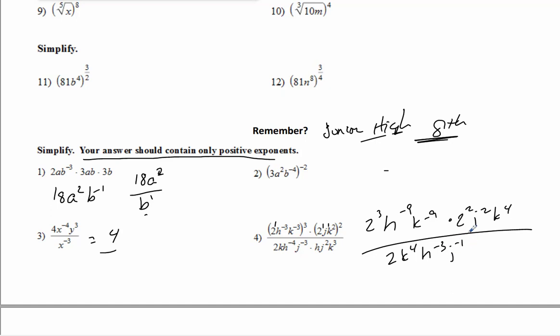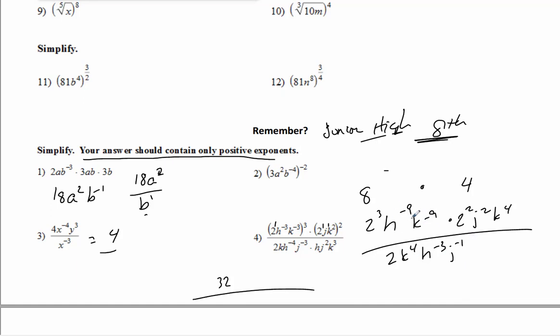Now, what I'm going to do is move my negatives on top and on the bottom. So if I have a negative on top, I'm going to put it on the bottom. If I have negatives on the bottom, I'm going to throw them on top and then combine what I can. So if I look, 2 to the 3rd, which is really 8, 2 times 2 times 2 is 8. 2 to the 2 is 4, and then those multiplied together make a 32. And then I'm going to move my h's and k's and j's and all that stuff if I have to. So let's do that.